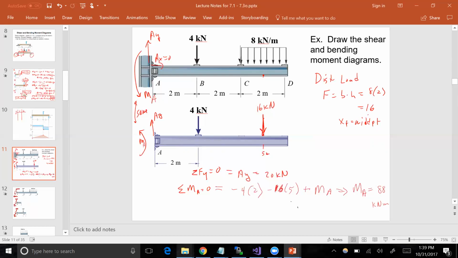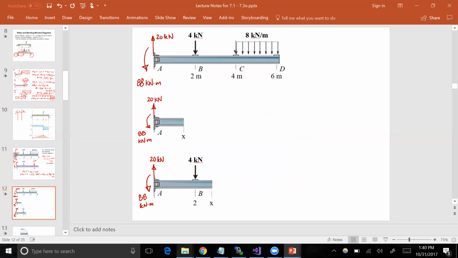Okay, so MA is 88 kilonewton meters. That's the reaction moment at A. Those are reactions, though. Those are actually forces that the beam has to deal with, and so the beam has to be designed accordingly with that in mind. So we skip on over to the next slide, and we've conveniently located all the reaction forces on the beam there at A.